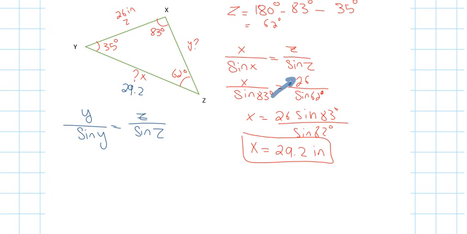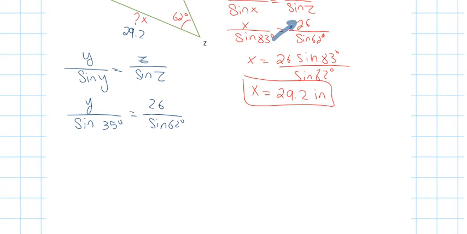So I don't know what side y is, over sine angle y is 35 degrees, equal to 26 over sine 62. And what did you guys get for this? 16.9. Okay.